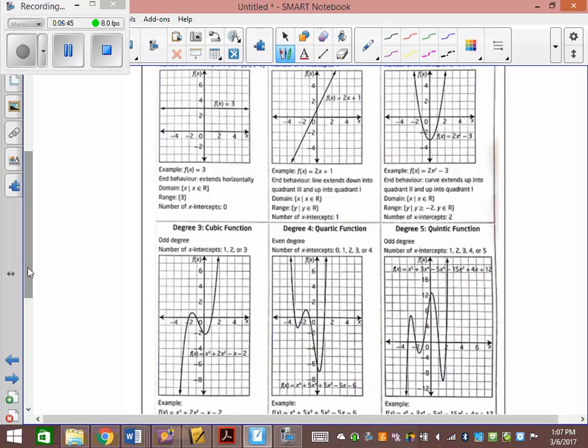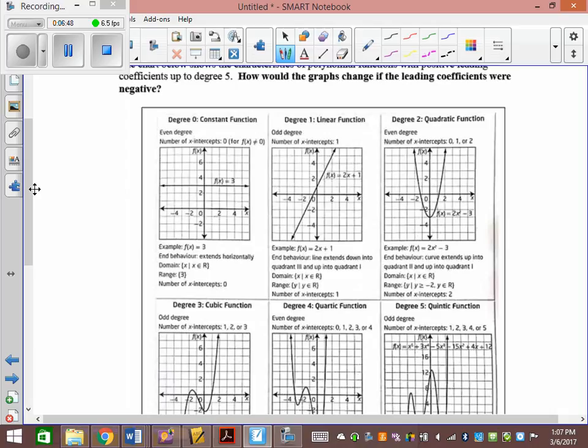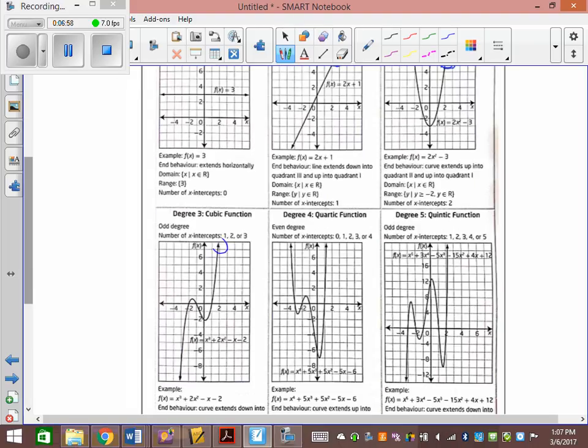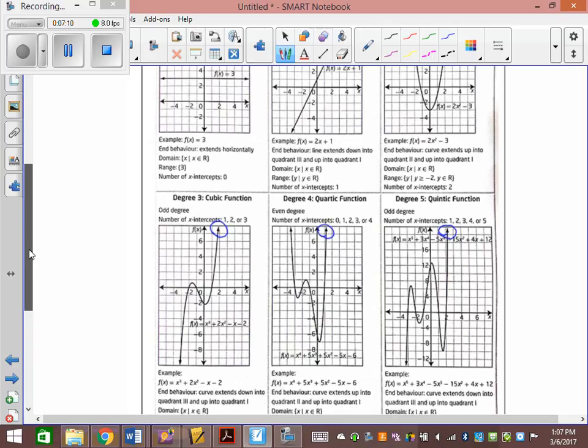Okay? Now they all have positive leading coefficients. They also all end positive on the right. Look, positive, positive. The constant doesn't follow it because it's just constant, it's just a horizontal line. When you have a positive leading coefficient, your graph ends positively on the right. It always gives you your end behavior on the right-hand side.